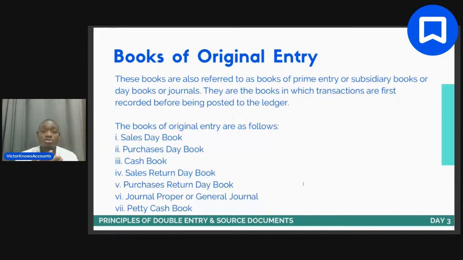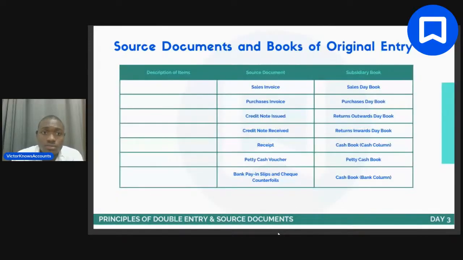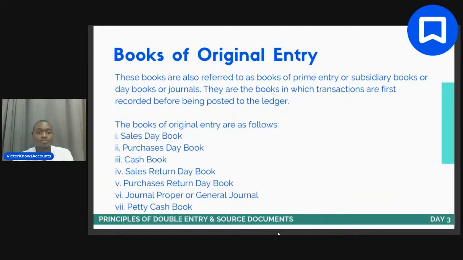And what's the relevant source document? I've prepared a table here where we would see the source documents and their books of original entry, how source documents relate to books of original entry, and how you can trace them to each other. So when you say a transaction is in a subsidiary book, you know that it is from this particular source document. It is a question that can be asked. So this is the summary, but I'm also going to talk about it here.